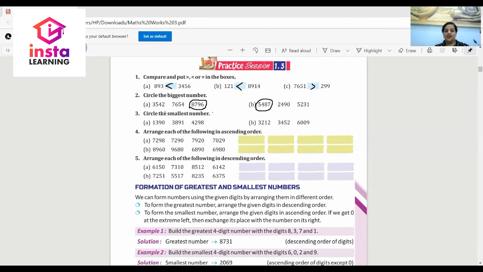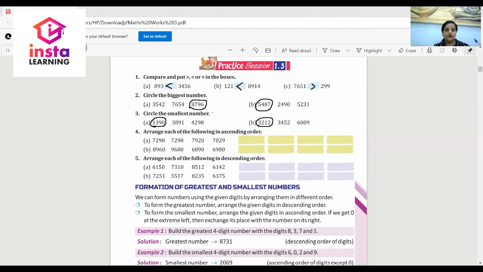Now, the third point is circle the smallest number, that is 1, 3 and 4. So 1000 is the smallest number, 1390. If they are coming the same, then we will see the next digit, which is smallest. So 3212 or 3452, 6000 is bigger. So we will not count it. We will see this is smaller and 400 is bigger. So we will circle this like this.